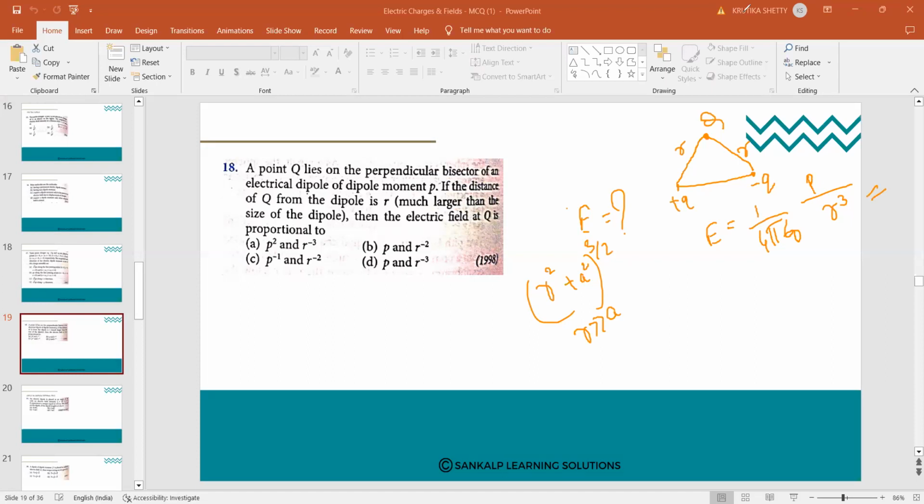It is option D. Yes, students, understood everyone? It is option D. You will note here that your E is proportional to P and E is inversely proportional to R raised to 3, that is, R raised to -3. So option D is the correct option. Is it clear?